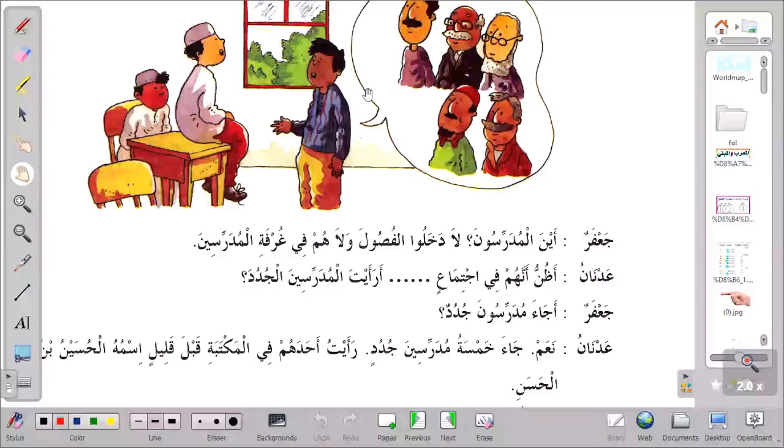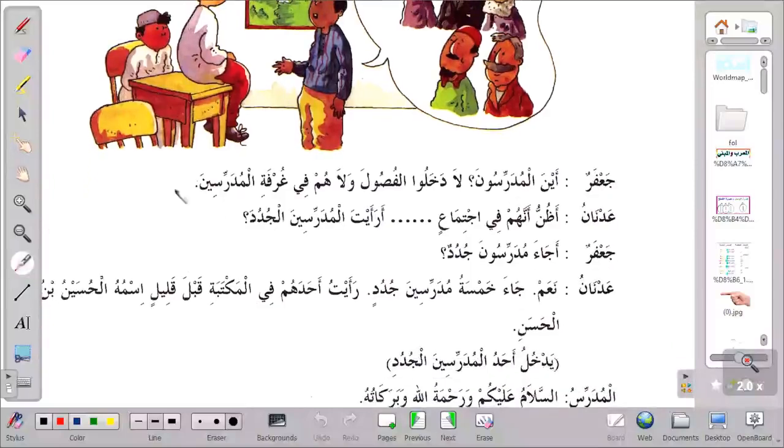So the first part here, as you can see, there is a dialogue. As usual, there is a dialogue. And as you can see, the images here show the dialogue they are having, between several of the children. So the first one, Ja'farun, says: Ayna al-mudarrisun? So I think they are in the class, and he's asking, where are the teachers? La dakhalu al-fusula wala hum fi ghurfati al-mudarrisina.